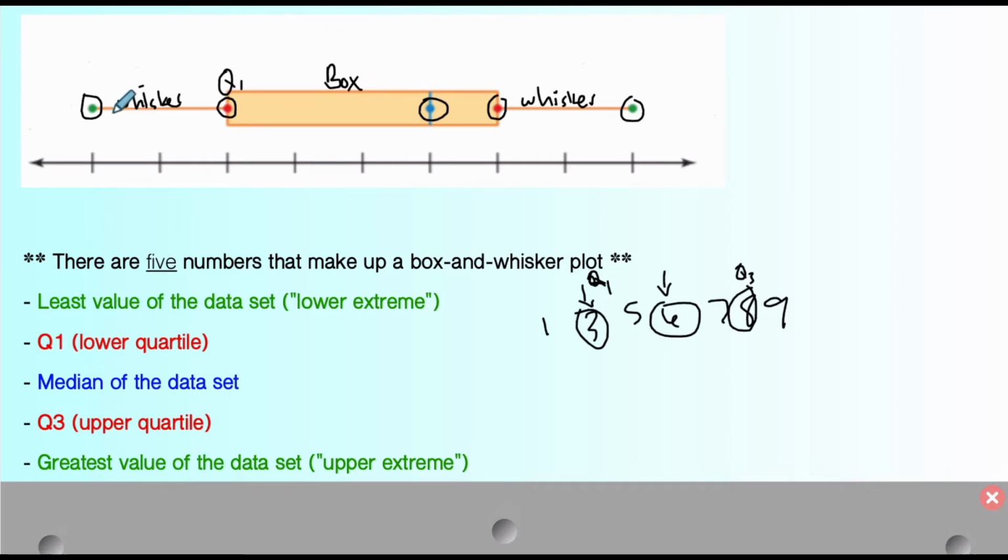And there are 5 numbers that you need to create a box and whisker plot. You need to figure out what's the lowest number, what is Q1, what is the median, what is Q3, and lastly, what is the greatest number. And when you have those things, you can create a box and whisker plot, which I'm going to do with you right now.